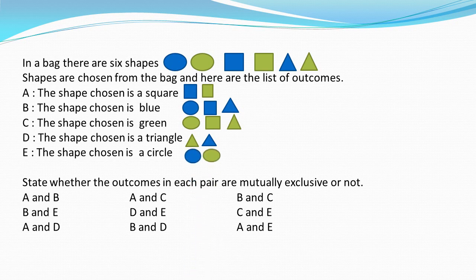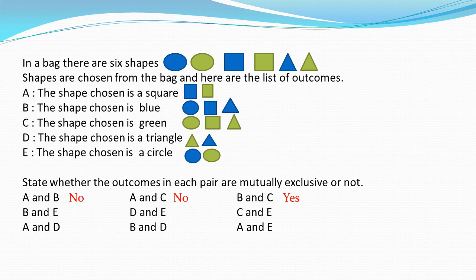Now, let us check whether each pair of events is mutually exclusive or not. A and B. If you look at A and B, we can see that the blue square is common between them. So the answer is no. A and C, we have also a green square common between them. So the answer is also no. B and C, we don't have anything common between them because one is green and one is blue. So the answer is yes.